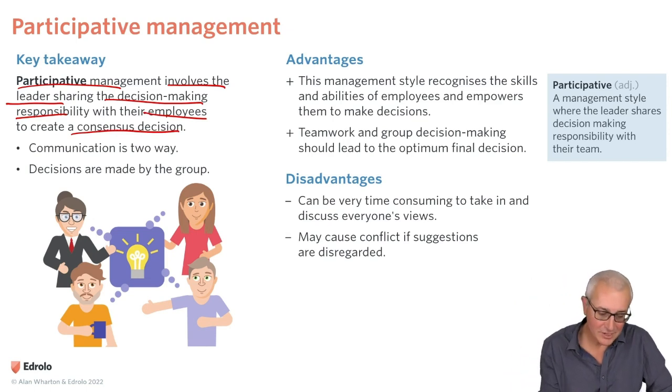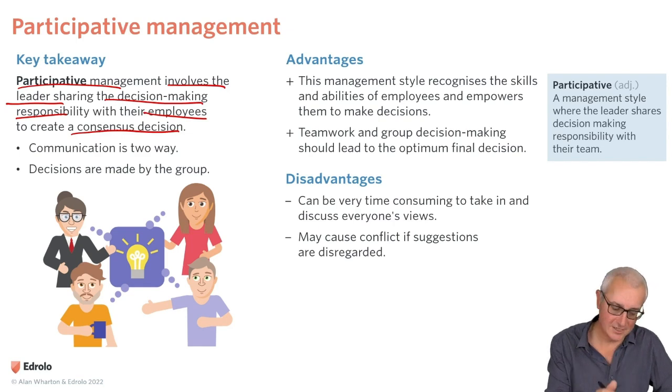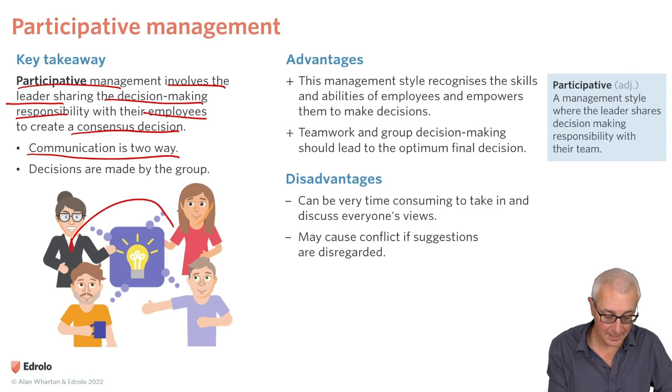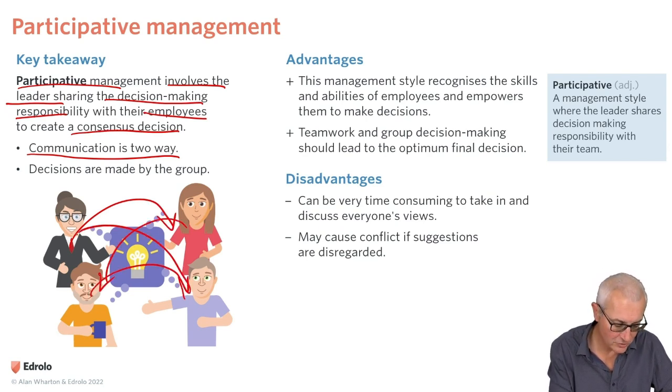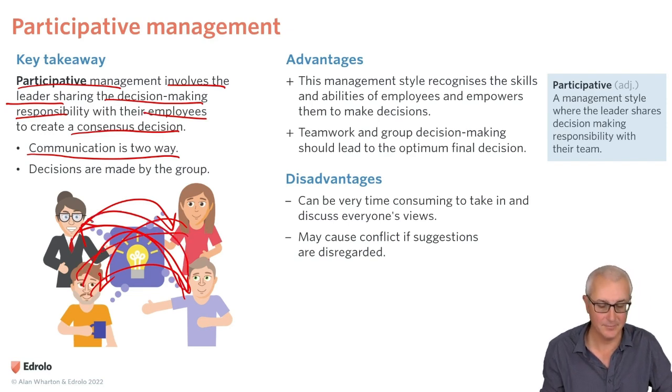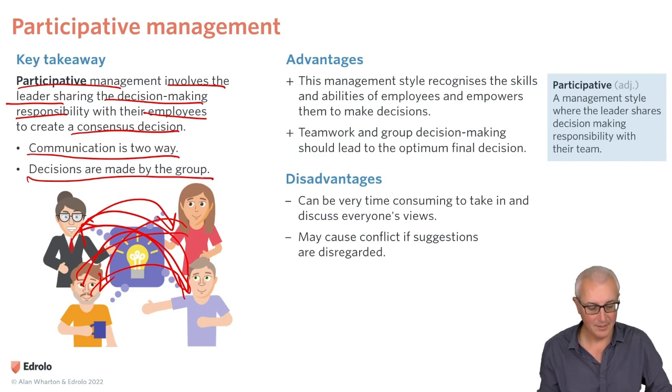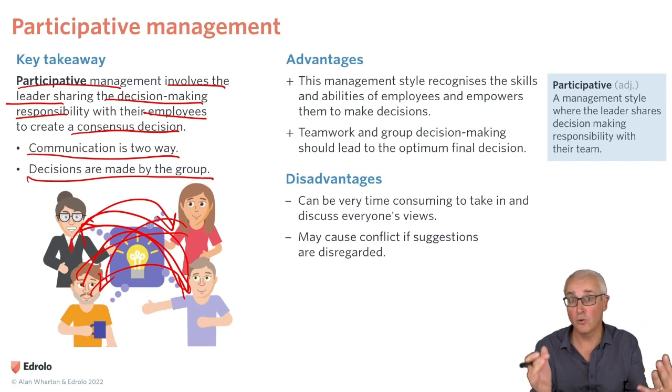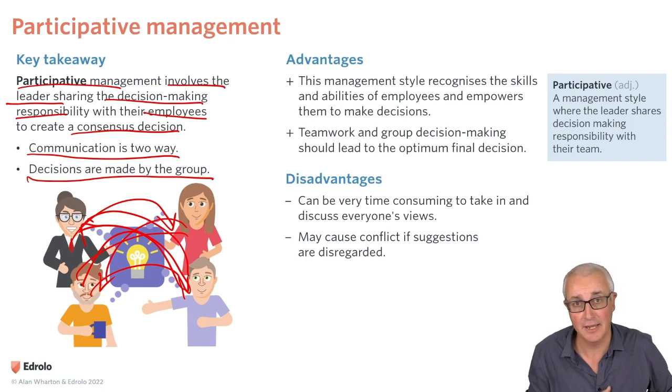Now, if you can imagine here, what are the features of this style? Well, the communication is two-way. It's between me and this person here and this person here and this person here. So lots of interaction, lots of discussion between the members. And ultimately, the decision is going to be made by the whole group as a consensus. We're all going to reach a happy vibe where we're all happy with that decision and we've all had our part to play in that decision.